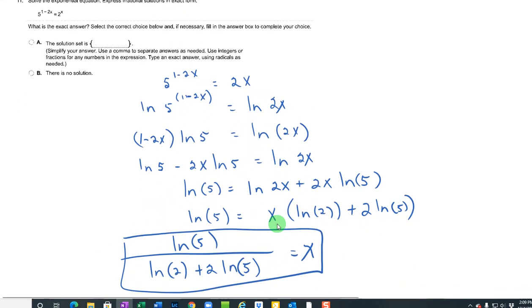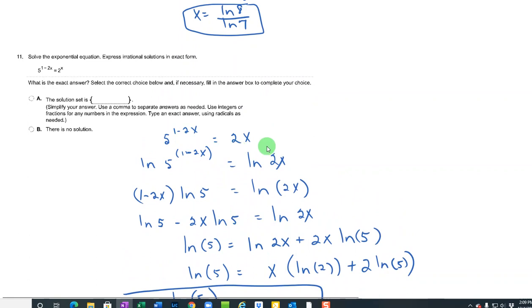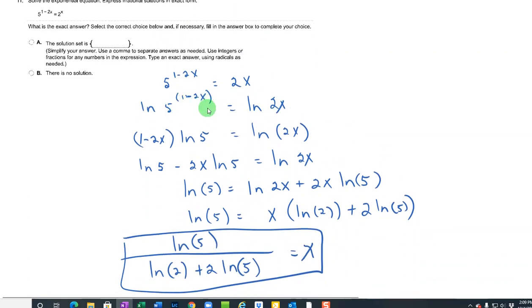All right, 5 to the 1 minus 2x equals 2x. All right, so we're going to take the natural log of both sides. That's our first thing. Then this exponent comes to the front. Did that. Because I've got x's on both sides, I need to go ahead and do this distributing. So if I distribute that ln 5 to both those pieces, I get ln 5 minus 2x ln 5 equals ln 2x. This one's a little bit more involved.